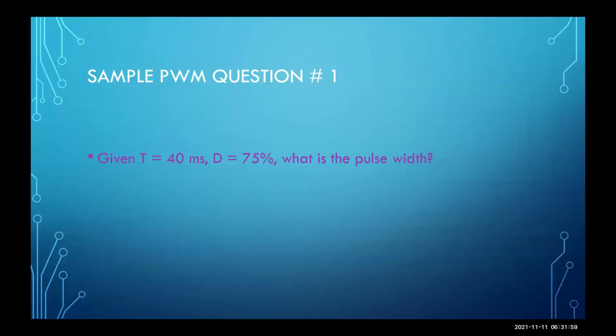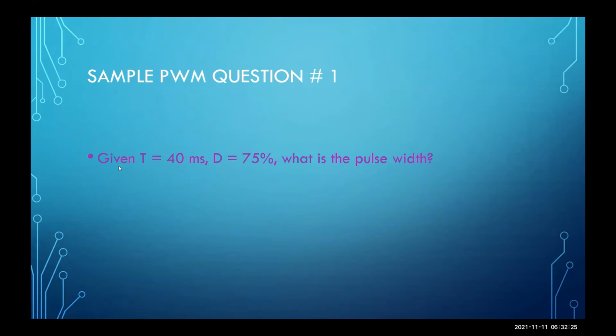All right, so we are going to look at some examples of how we can get some questions in terms of finding either frequency, duty cycle, pulse width, or stuff like that. So we're going to look at some calculations. Okay, so just to begin with, question number one here. You have a couple of numbers given to you, and then you are going to find pulse width.